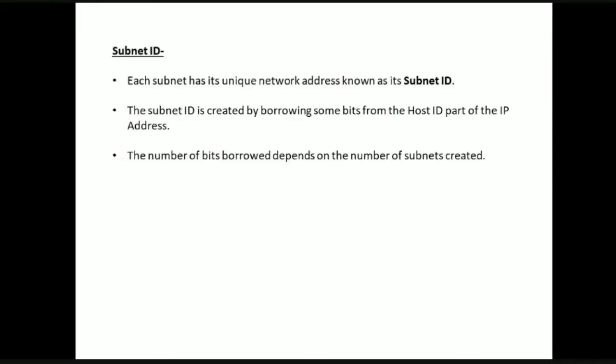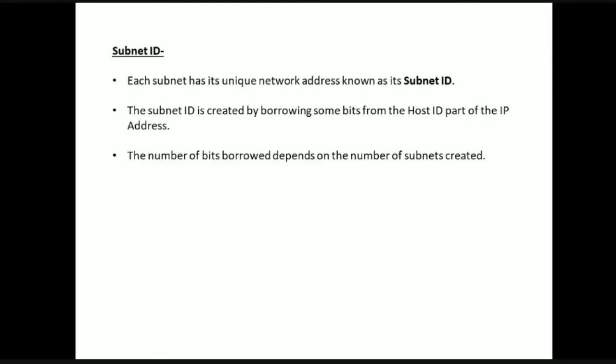Now coming to the actual discussion of how we are going to carry out the subnetting process. Every subnet has its unique network address. This unique network address for every subnet is called the subnet ID. Just as we have a unique network address for every network, the same way we have a unique network address for the subnet also. So how is the subnet ID created? The subnet ID is created by borrowing one or more bits from the host ID part of the IP address. We will see an example, don't worry.